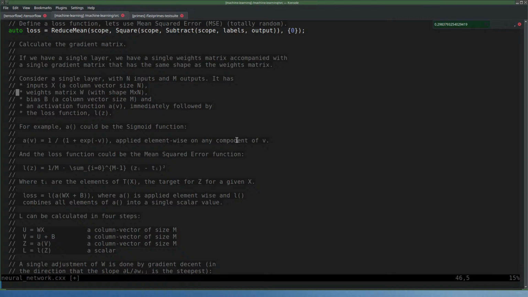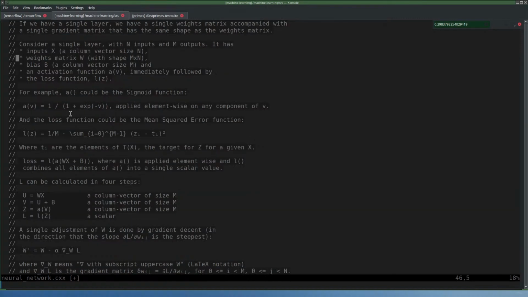We have an activation function and we have a loss function. Now, for example, for the last 2, the activation function could be the sigmoid function, 1 over 1 plus the exponent of minus v, which is applied element-wise on any component of v. Yeah, so if this is a vector, then the result is also a vector. It's a matrix, the result is a matrix. Just every element we do that. Squash the output between 0 and 1.